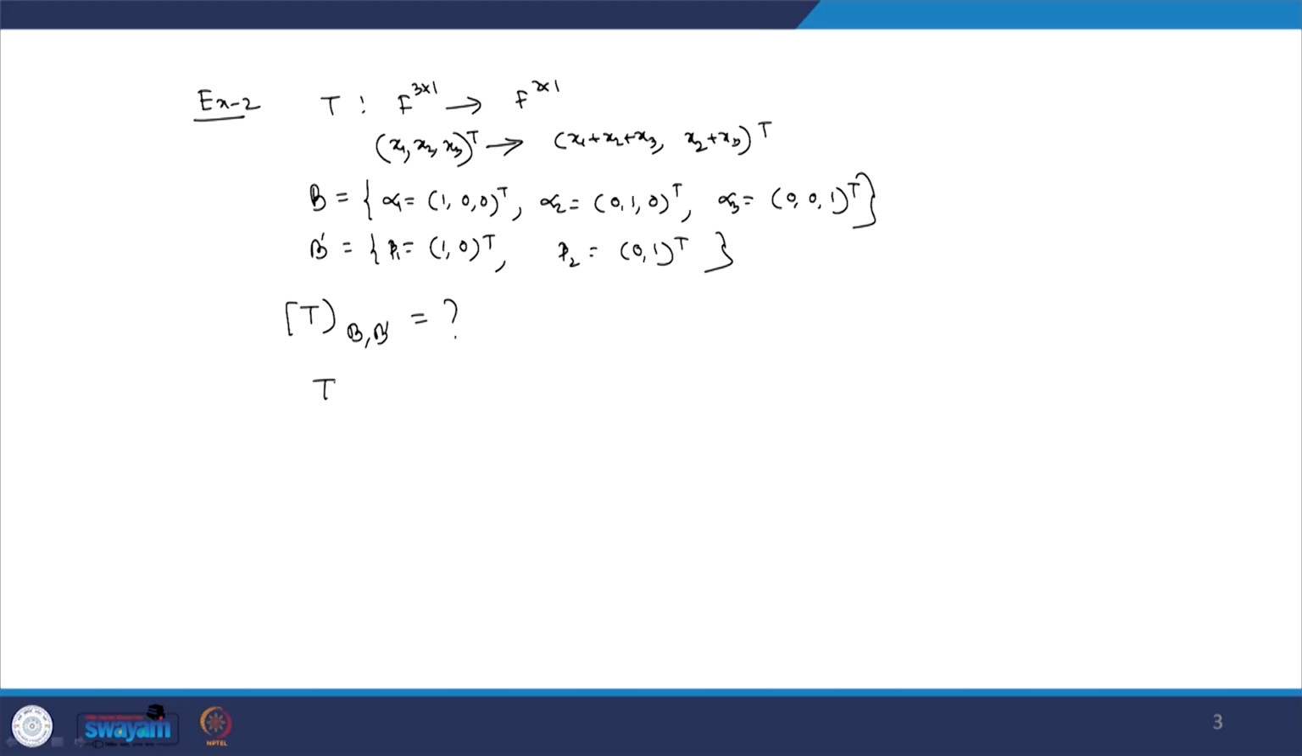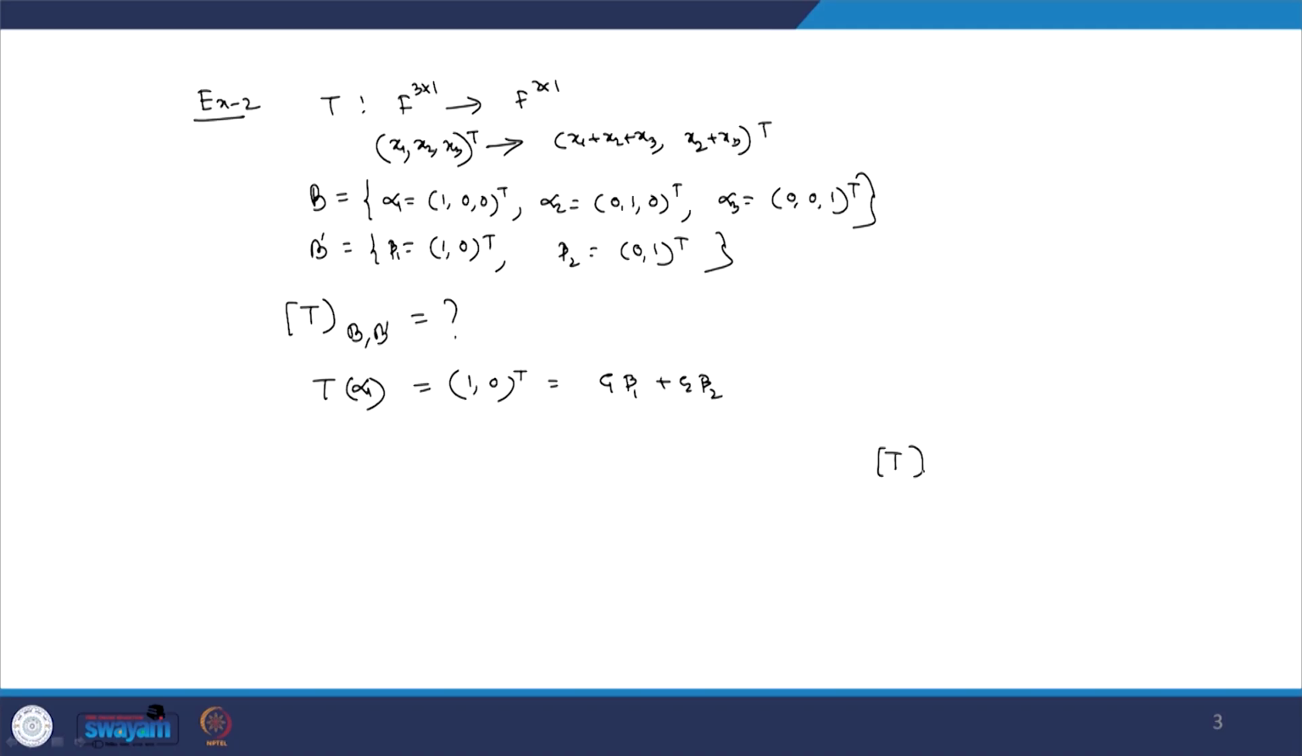See, again I have to find T of alpha 1. According to this, we have already done it: this is equal to (1, 0) transpose, and so I have to write this as C1 into beta 1 plus C2 into beta 2. So if I do it, I am getting C1 equal to 1, C2 equal to 0.